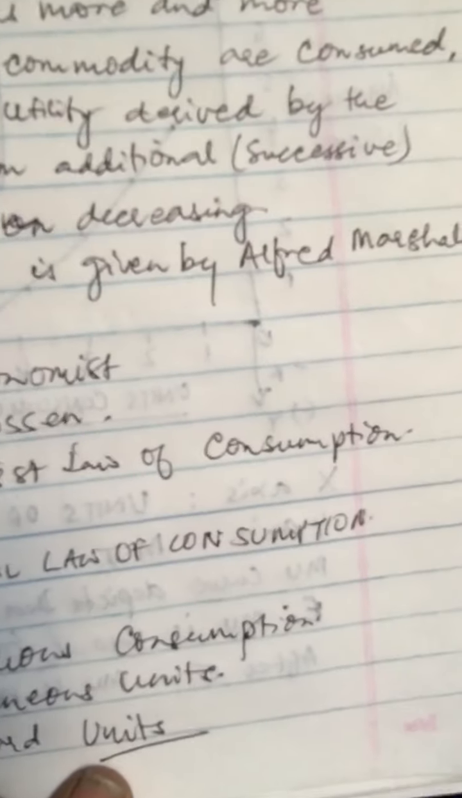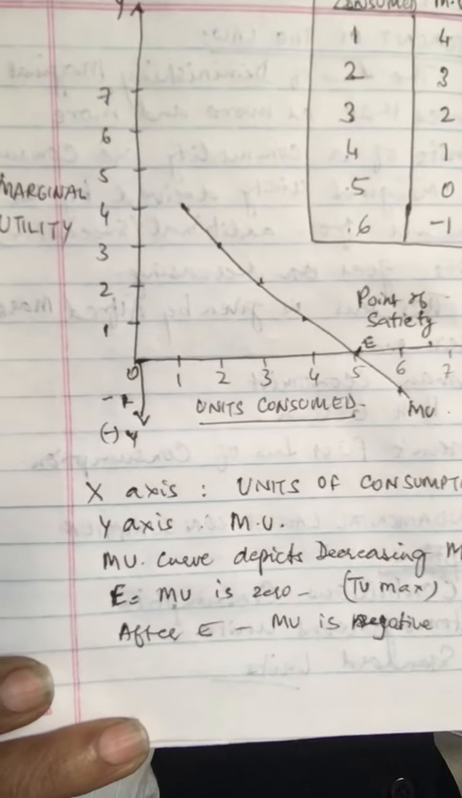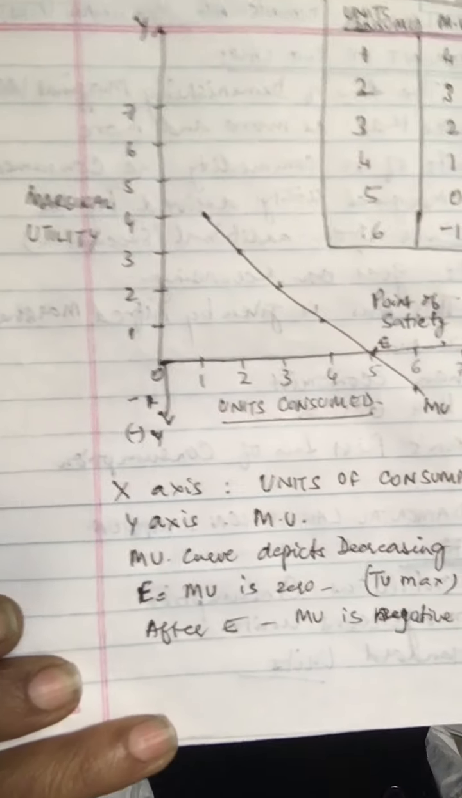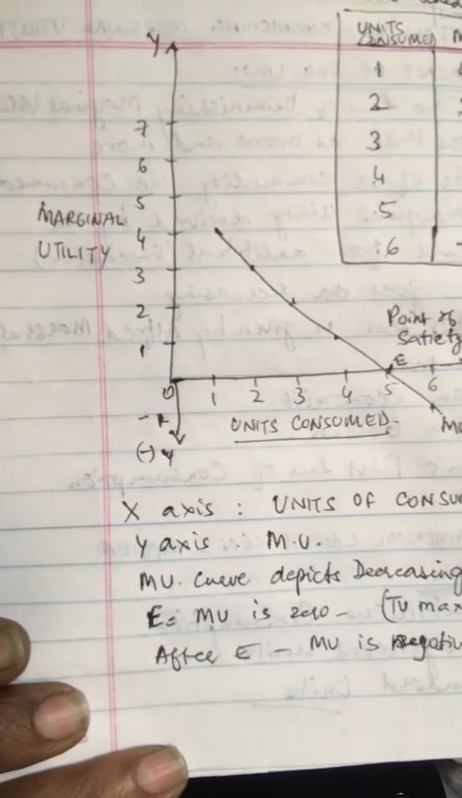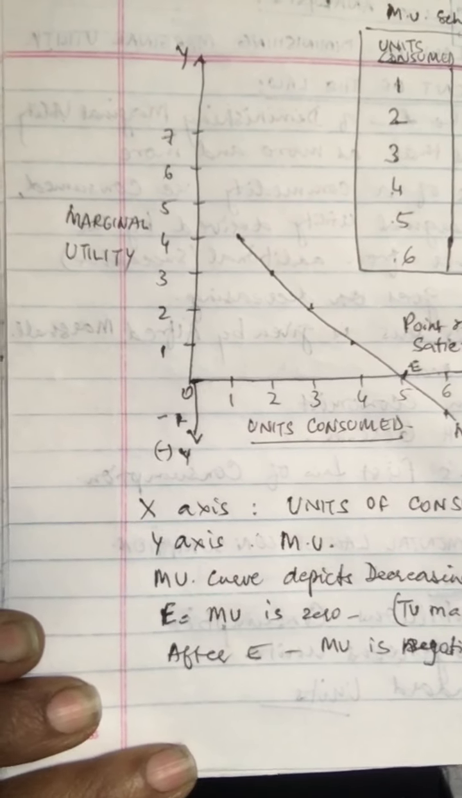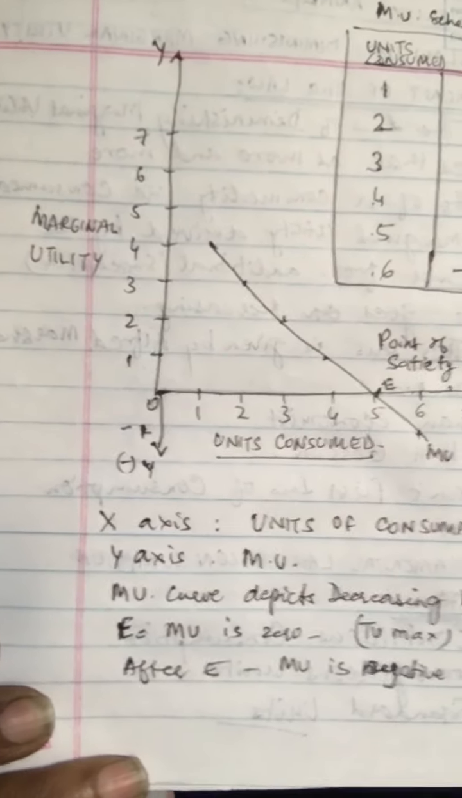So these are the assumptions, and now we're going to explain the law with the help of a schedule and a diagram, which we've done before in a way, but have a quick look at it. In this, what do you see? The units of a commodity consumed are on the x-axis. On the y-axis is the marginal utility according to the table that is given.